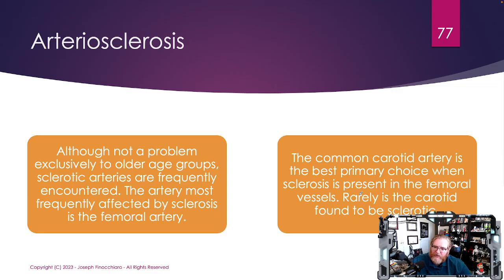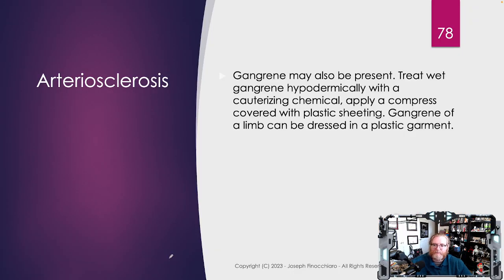Arteriosclerosis. Although not a problem exclusively to older age groups, sclerotic arteries are frequently encountered in advanced age. The artery most frequently affected by sclerosis is the femoral artery. The common carotid artery is the best primary choice when sclerosis is present in the femoral vessels. Rarely is the carotid found to be sclerotic.